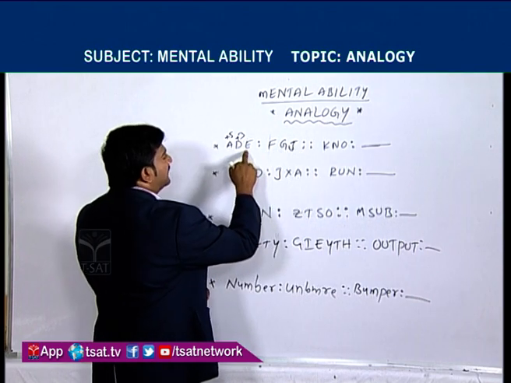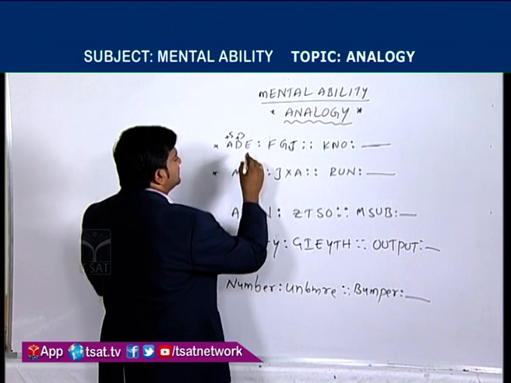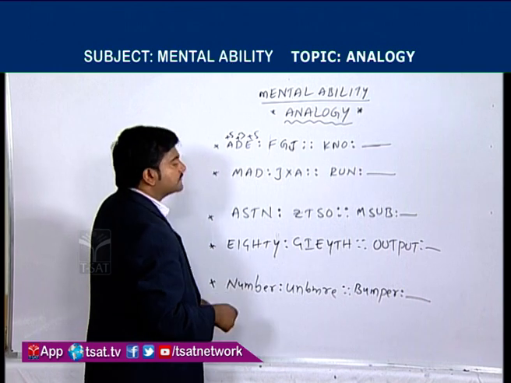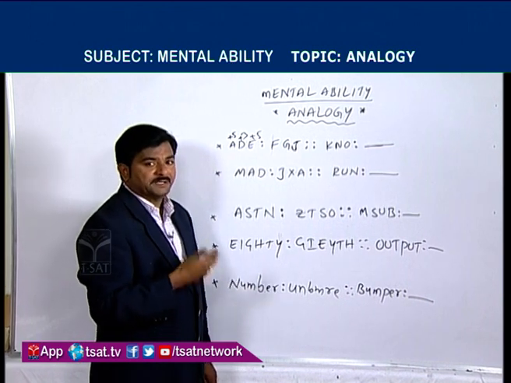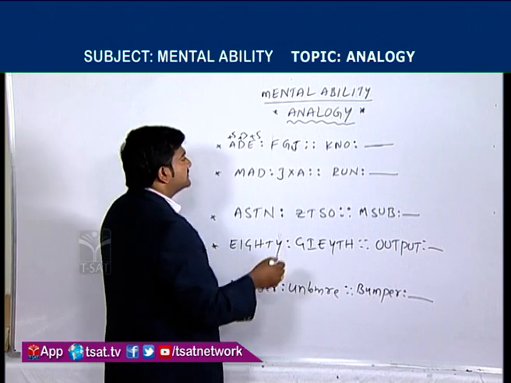E means 5, whereas J means 10. So indirectly, the concept involved in that question is what? Plus 5, plus 3, plus 5. I repeat, plus 5, plus 3, plus 5 concept. So apply the same thing here.